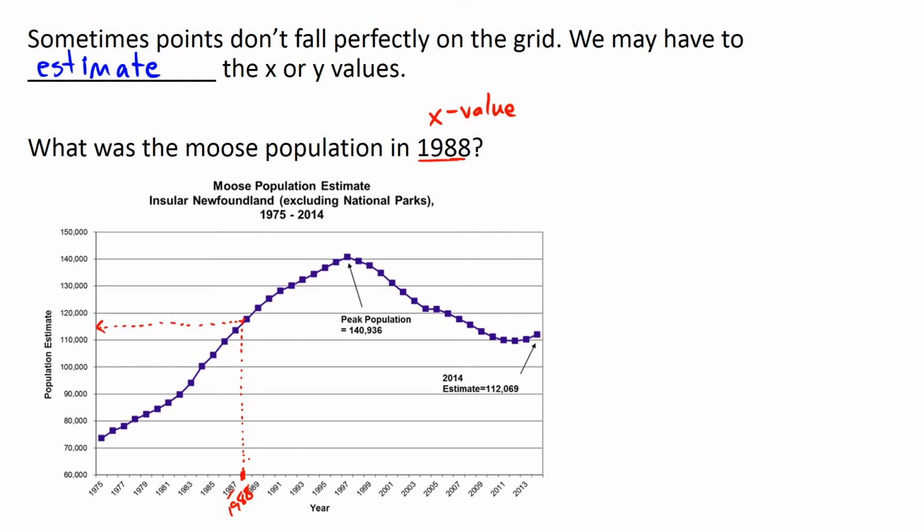This should give us the moose population in 1988. But we can't do this perfectly because these points don't fall perfectly on the grid lines. So what is the moose population? It's about, well, it's halfway between 110,000 and 120,000. So it would be 115,000 moose, or mooses.